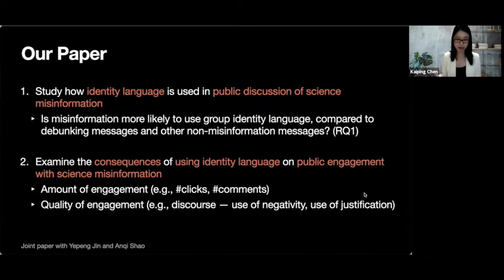And the second goal is to examine the consequences of using identity language on public engagement with science, by looking into how identity language might influence the amount of engagement, such as the number of clicks and comments a post received, as well as the quality of engagement, particularly the use of negativity in people's discourse, and also the use of a variety of justifications when they try to propagate and debunk misinformation.